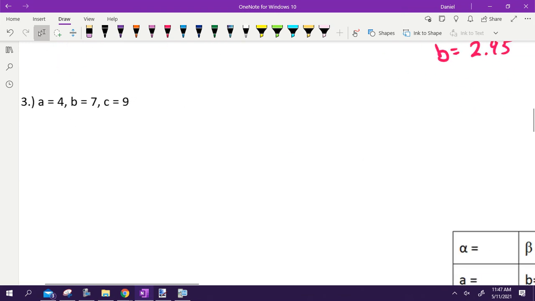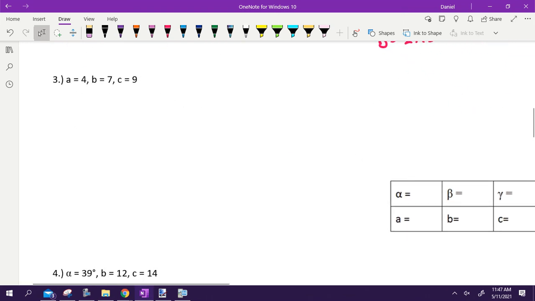Let's go to number 3. So on number 3, I know A, B, and C. A is 4, B is 7, C is 9. With that, try to find alpha on your paper real quick. See what you can do with alpha. Go. So we're setting this up.